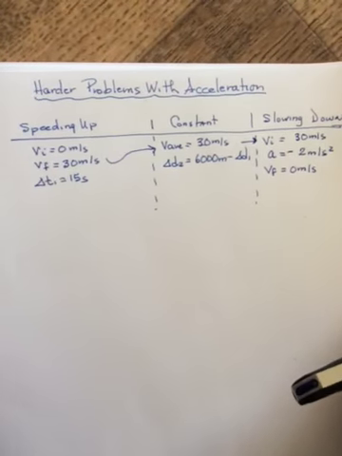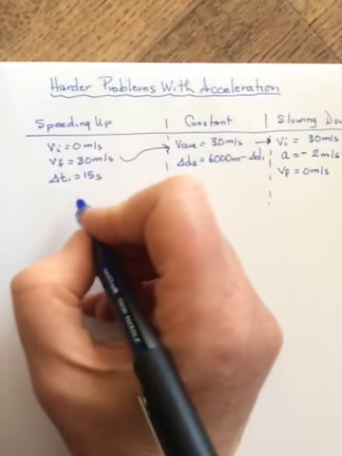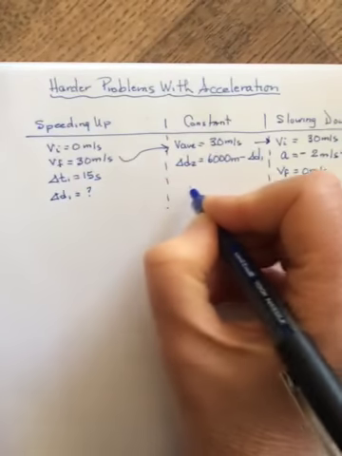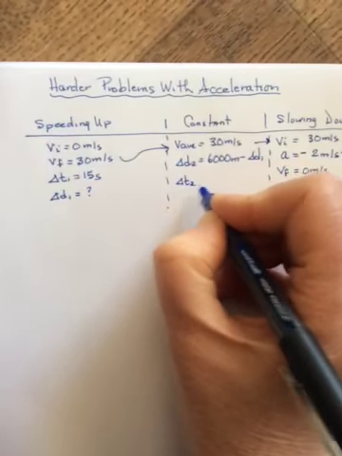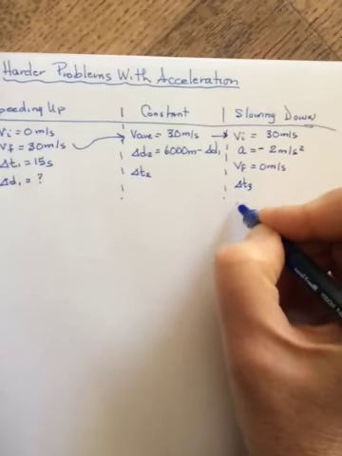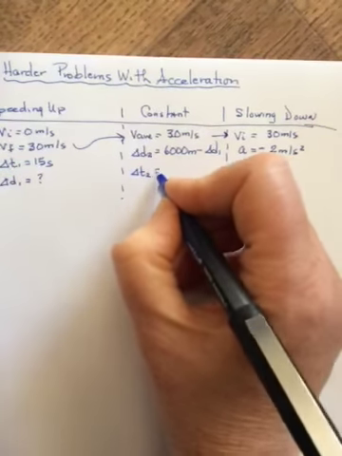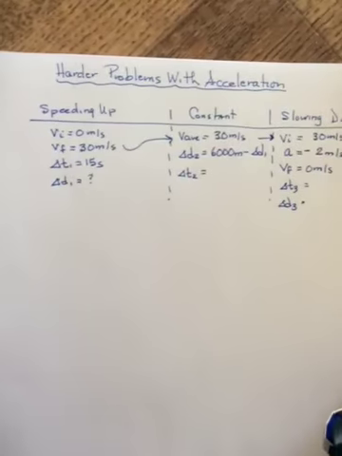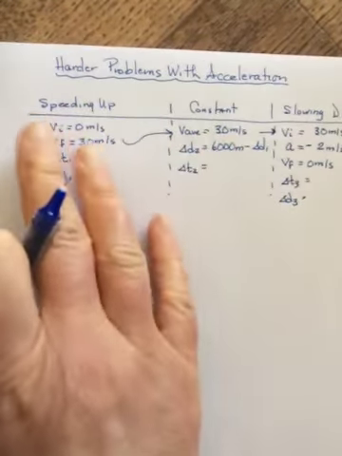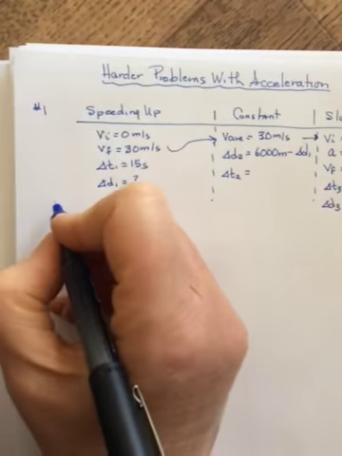Okay? So then the question says, how long is it moving? How far did it go? So really what we're trying to find are the delta T's and the delta D's of each section. So delta T3, delta D3, and then once we find those, we can add them together to solve for A and B.